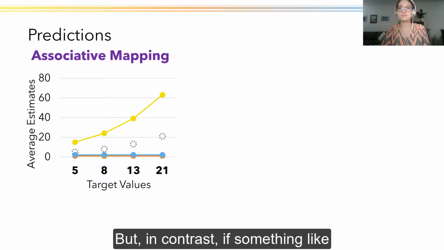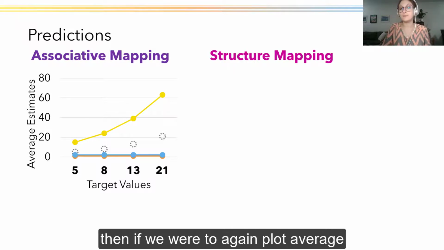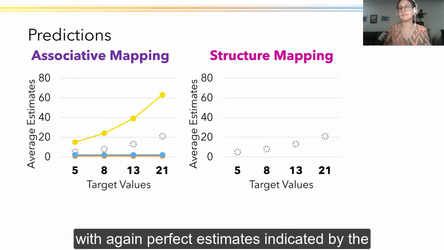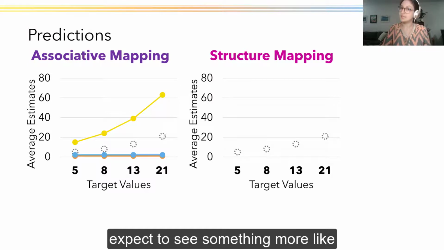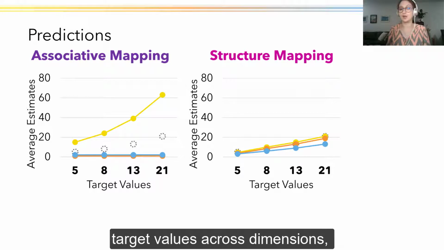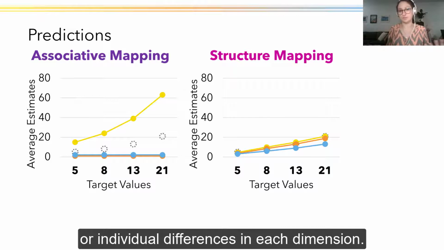But in contrast, if something like structure mapping underlies the link, then if we were to again plot average estimates against target values, with again perfect estimates indicated by the hollowed out circles, we should expect to see something more like this, whereby children are able to demonstrate higher estimates for higher target values across dimensions, with there maybe being some level of noise or individual differences in each dimension.